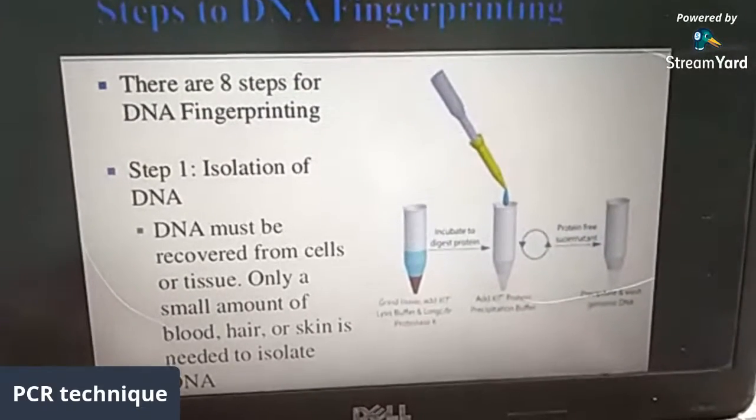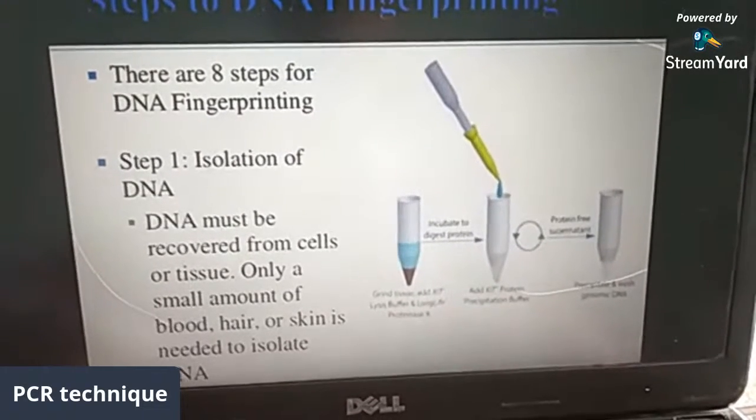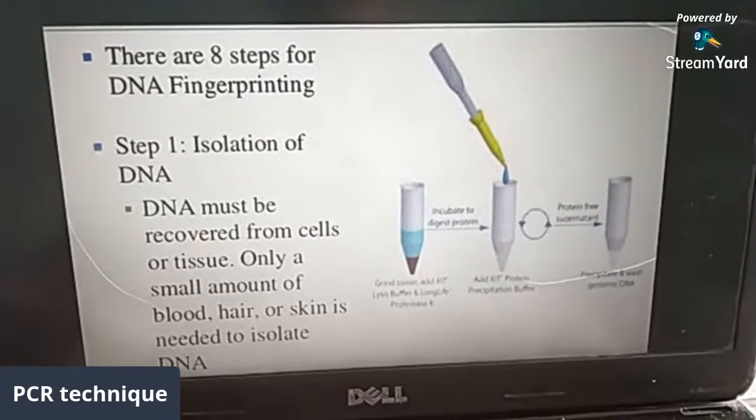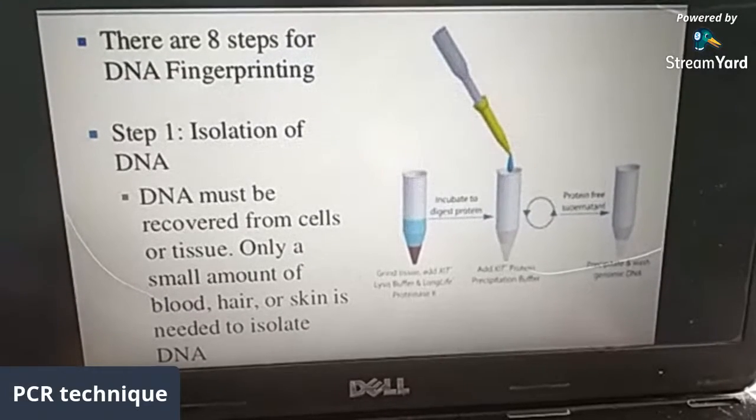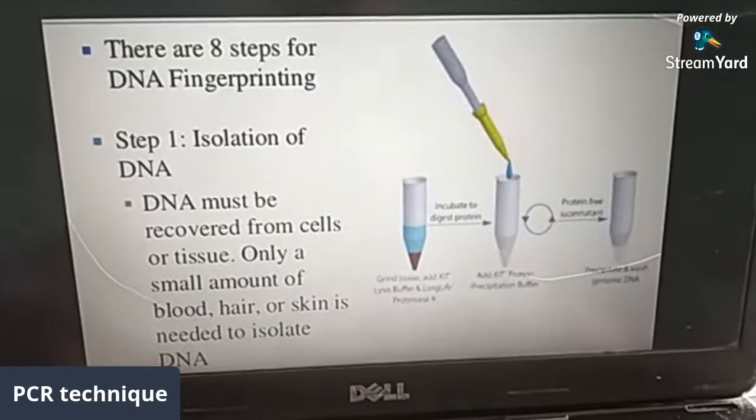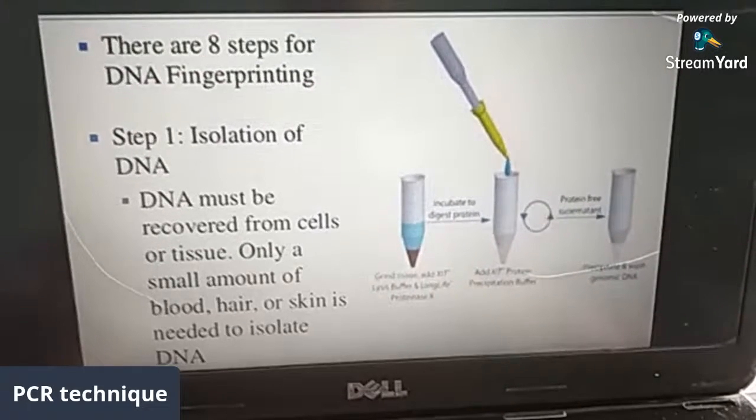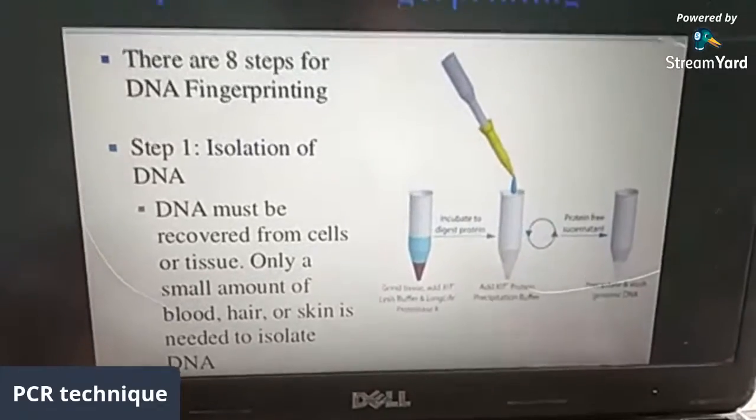Okay. The first step is the isolation of DNA. DNA must be recovered from the cells or tissue. Only a small amount of blood, hair or skin is needed to isolate the DNA.